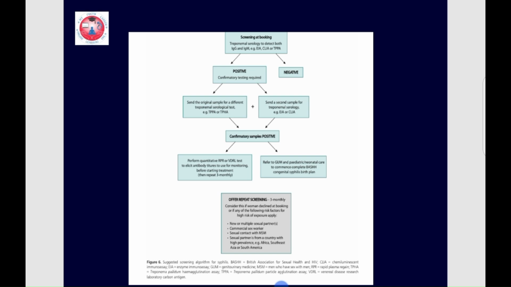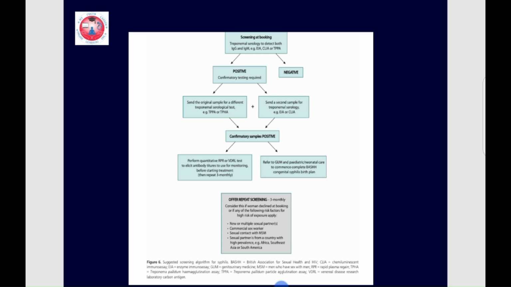So we have to formulate the birth plan for this pregnant lady, okay, by referring her to the GUM clinic, and we have to coordinate with the pediatric team also. Now, if the patient is from low risk category, this is more than sufficient. But if your patient is high risk, then we have to offer the repeat screening in certain cases, and that repeat screening will be 3 monthly.